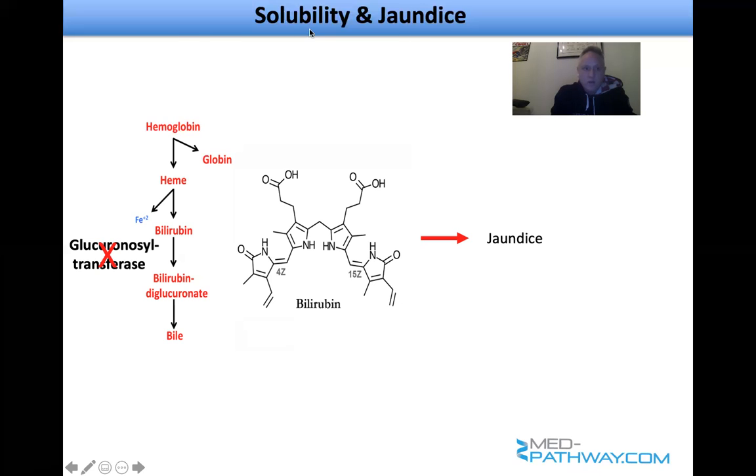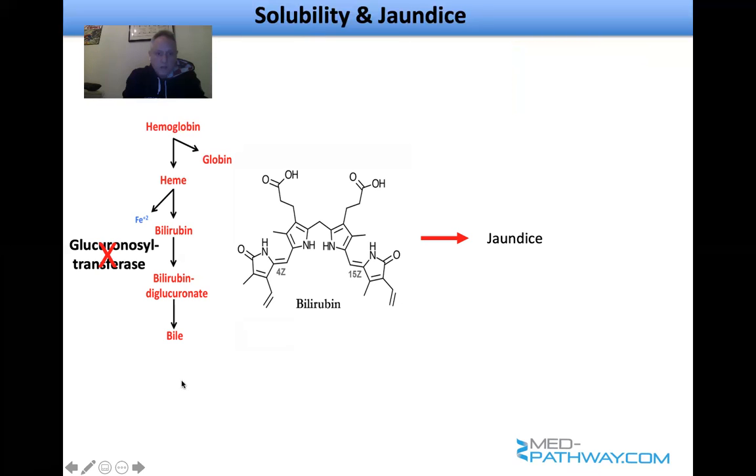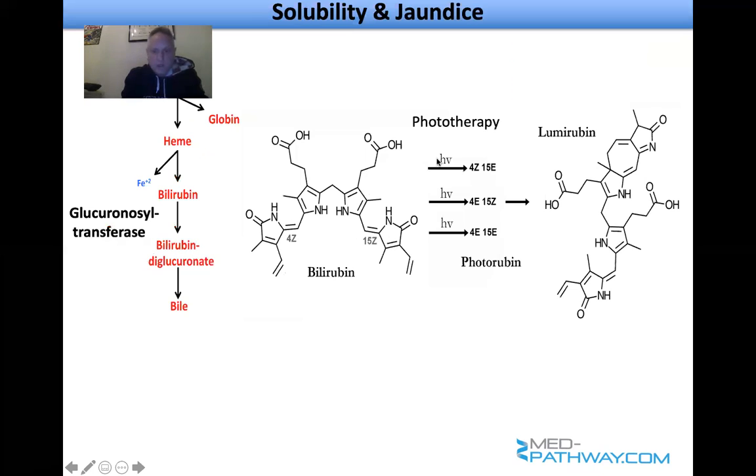So what docs have figured out is that if they take those babies that have jaundice and they stick them under a UV lamp, what happens is the energy from the UV lamp acts on the molecule. And we know, since there's all these double bonds over here and that UV reacts with double bonds, you create an isomer called photorubin, which turns into lumirubin.